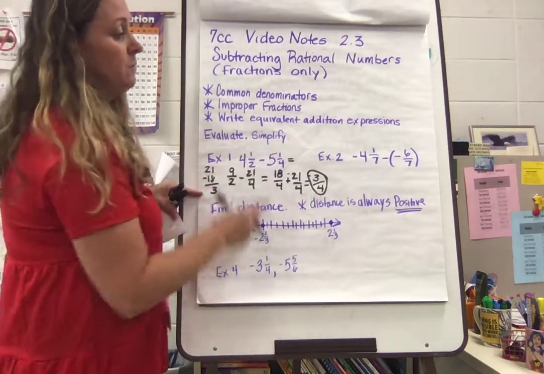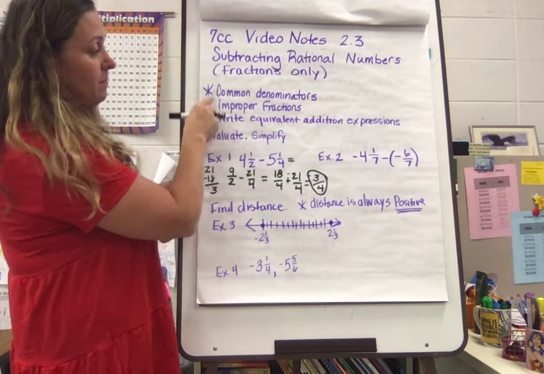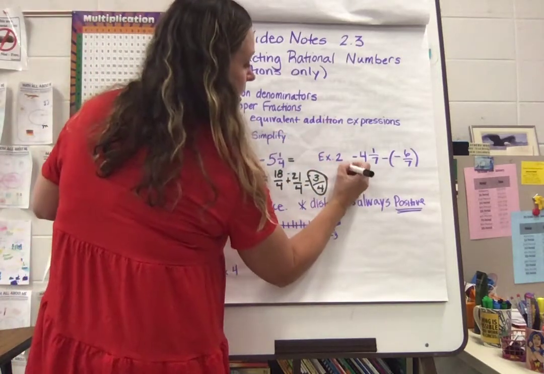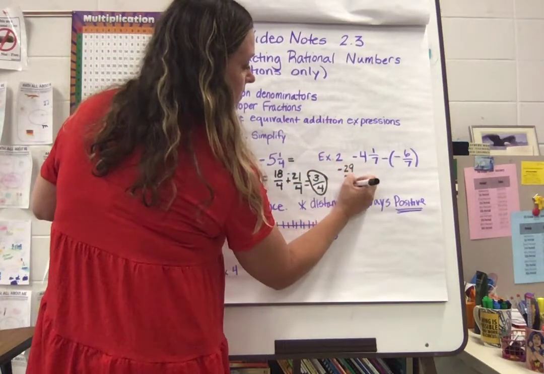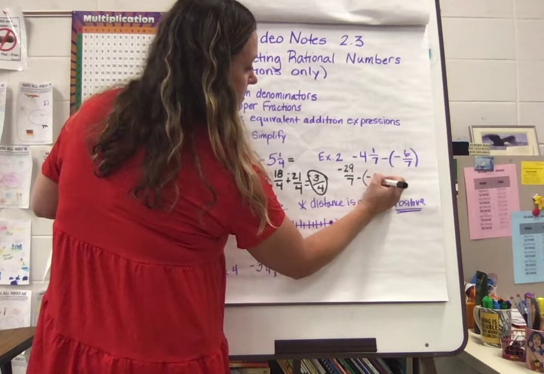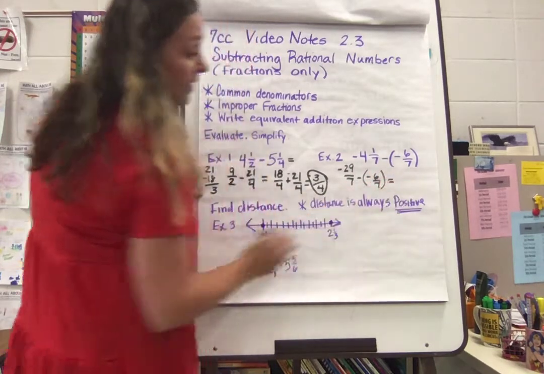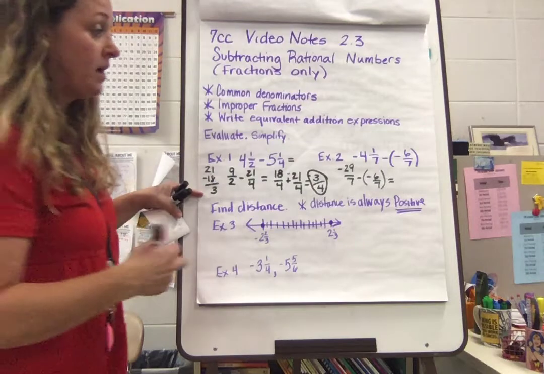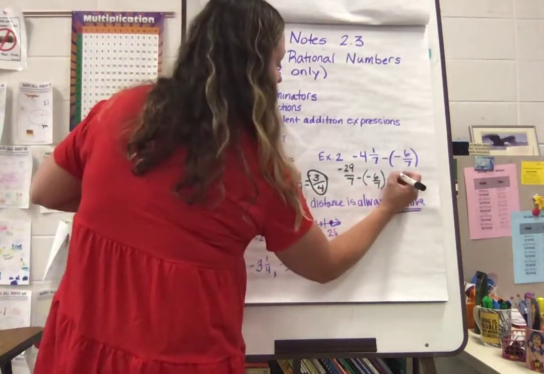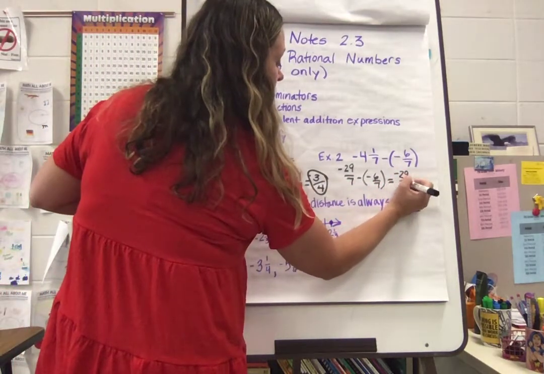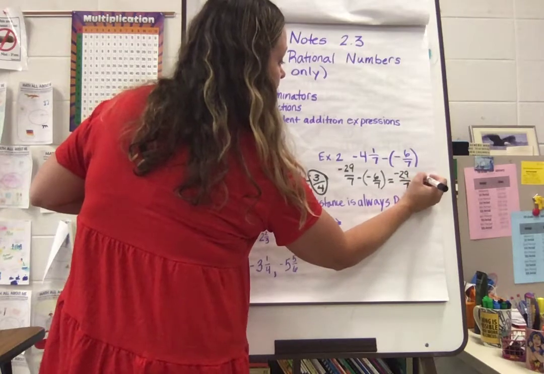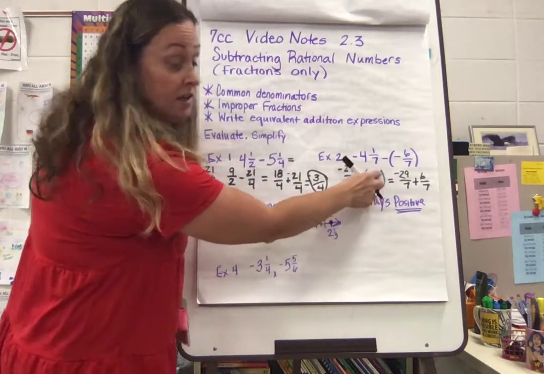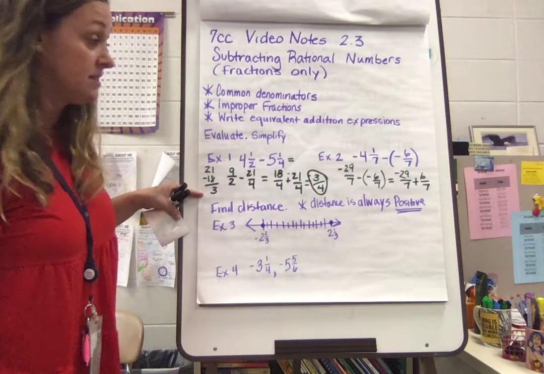In example 2, I'm going to go ahead and write improper fractions and common denominators. I have negative 29/7 minus negative 6/7. I already have a common denominator, so I'm going to rewrite this using an equivalent addition expression. I have negative 29/7, and I'm going to add 6/7. When I subtract negative 6/7, that's the same as adding 6/7.